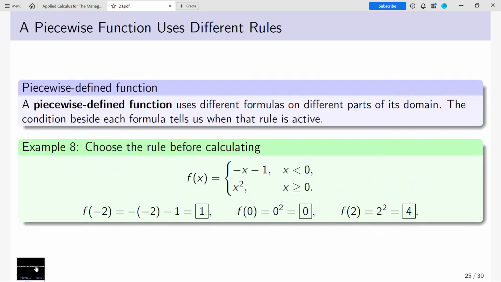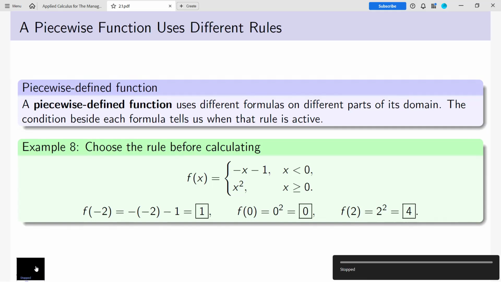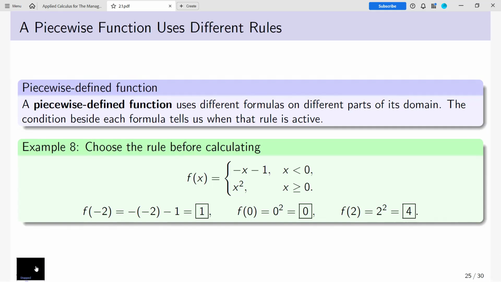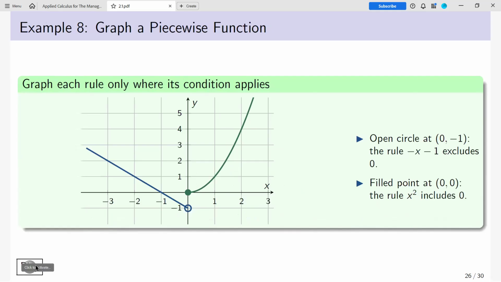A piecewise function uses different formulas on different parts of its domain. First use the input to select the correct rule, and only then perform the arithmetic. Graph the line only for negative x and the parabola only for non-negative x. The open circle excludes 0 from the first rule, while the filled point includes 0 in the second. Only one rule gets custody of the boundary point.